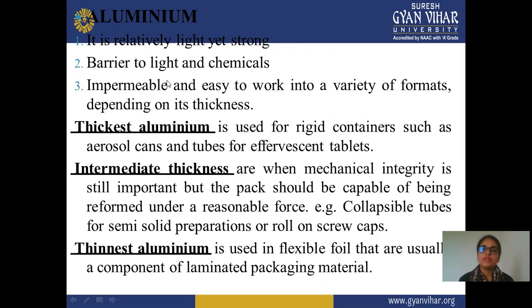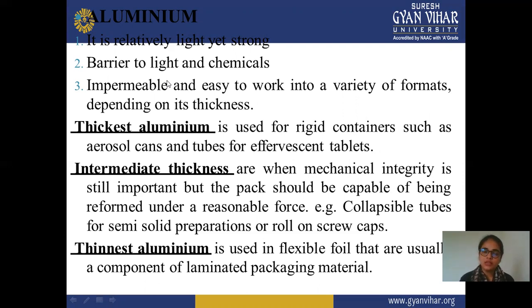It is available in a variety of formats or types depending on the thickness. The thickest aluminum is used for bright containers such as aerosol cans and tubes for effervescent tablets. Intermediate thickness is made for mechanical integrity, which is still important, but packs should be capable of being reformed under reasonable force. An example is collapsible tubes for semi-solid preparations or roll-on screw caps.